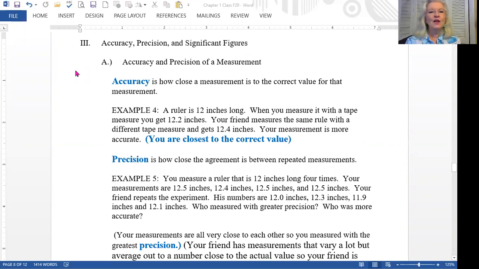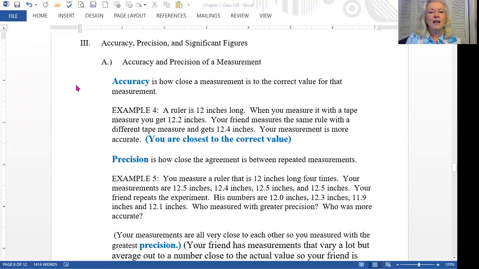So let's start out with accuracy and precision of a measurement. Most of us use accuracy and precision interchangeably, and they shouldn't be used that way. Accuracy is how close a measurement is to the correct value, and precision is how close your measurements agree with each other. They could all be really wrong, but agree very closely with each other, and you would be precise, but you wouldn't be accurate.